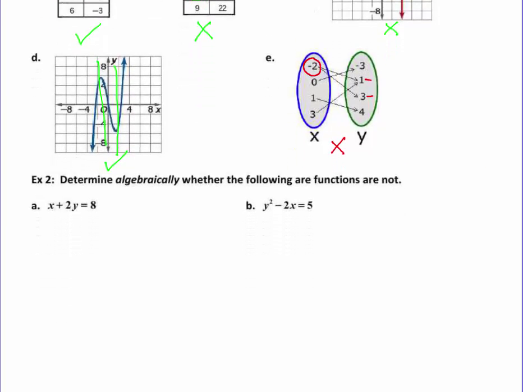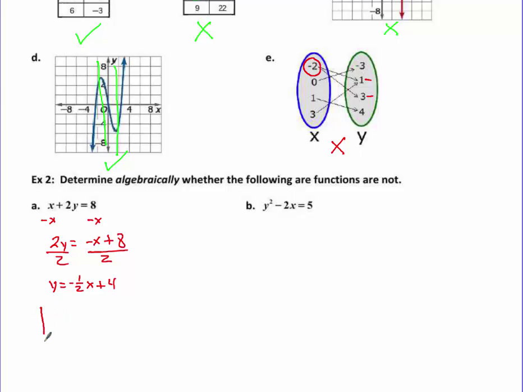Another way that we can determine whether or not something is a function is algebraically. So if we take a look at these equations we have here and we put them into the y equals form, we can see what they're going to do and what they're going to look like. So let's start with this one. So we get 2y equals negative x plus 8, divided by 2, and we get y equals negative 1/2 x plus 4. Now hopefully you know that's the equation of a line.